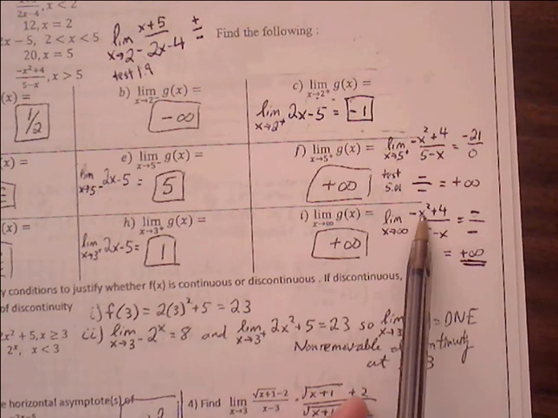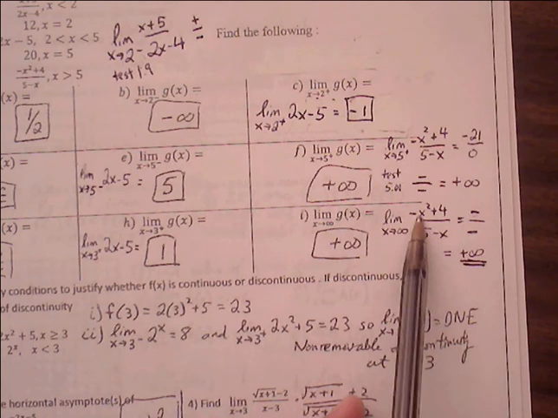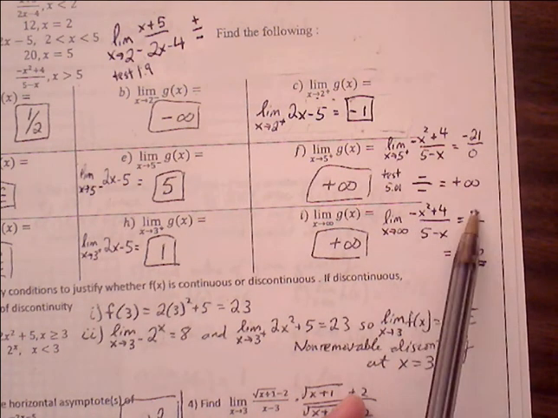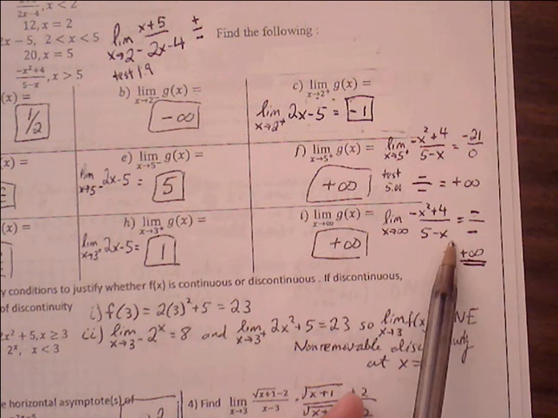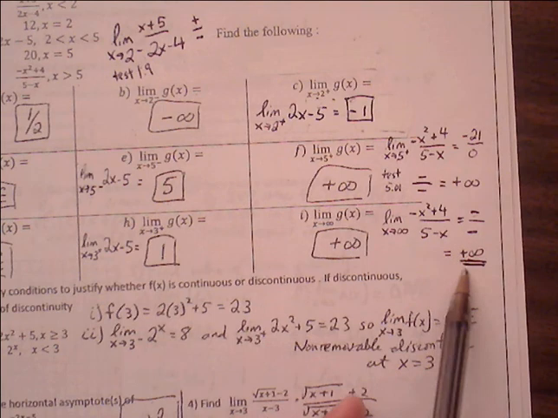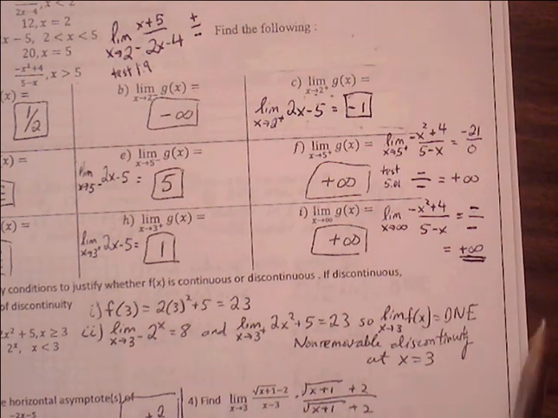So we can just plug in a representative large x value. If I plug in, let's say, 100, squared, negative plus 4 will still give me a negative. 5 minus 100 will still give me a negative. So negative over negative will give me positive. So therefore, we know the graph is shooting up to positive infinity.